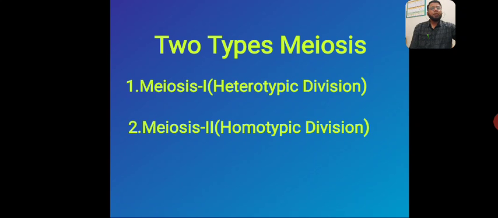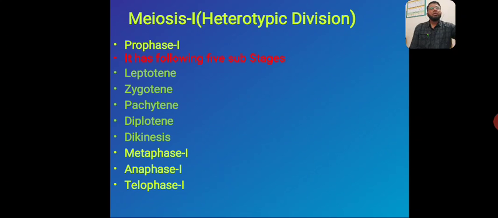There are two types of meiosis, meiosis first and meiosis second. Meiosis first is called a heterotypic division because prophase first has five substages: leptotene, zygotene, pachytene, diplotene and diakinesis, and it is of the longest duration. Meiosis second is just like mitosis, and it is a homeotypic division. Similar divisions take place, just like in mitosis. So we will see these two types one by one.